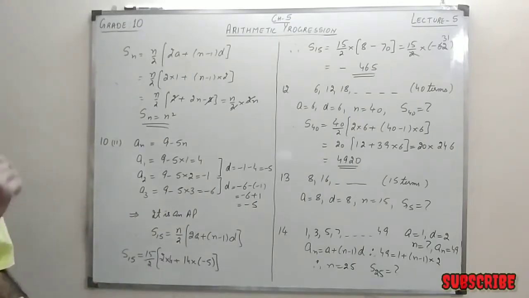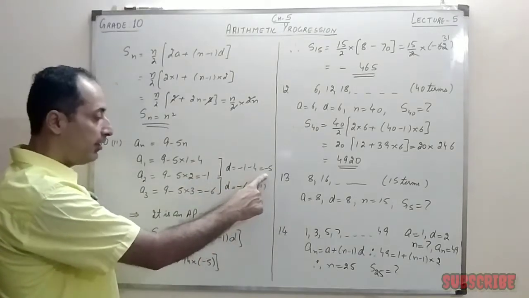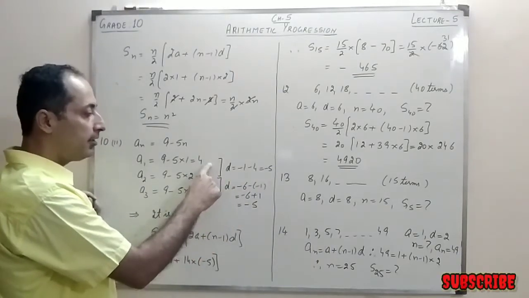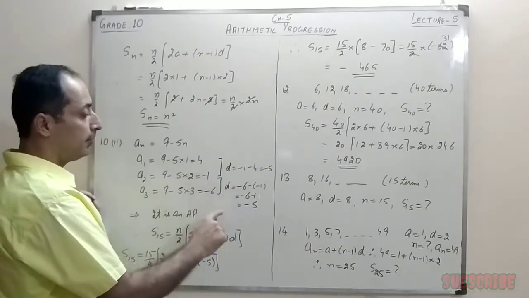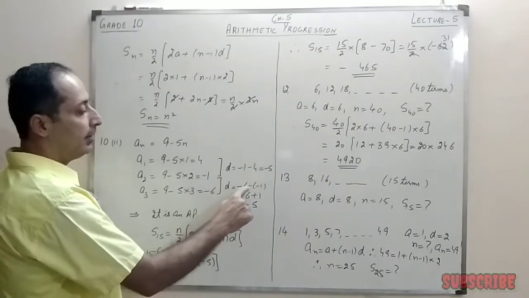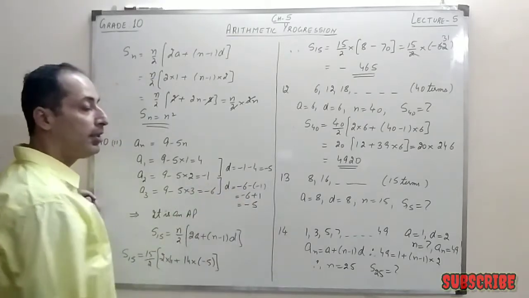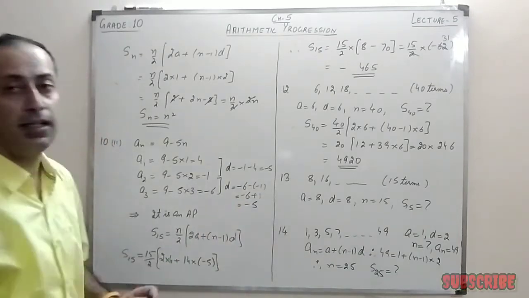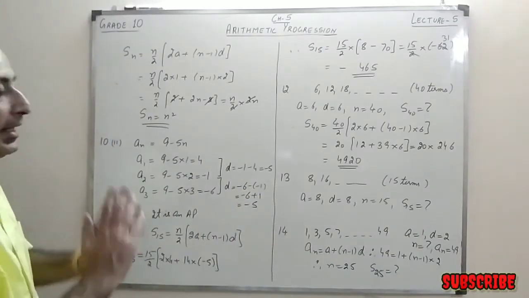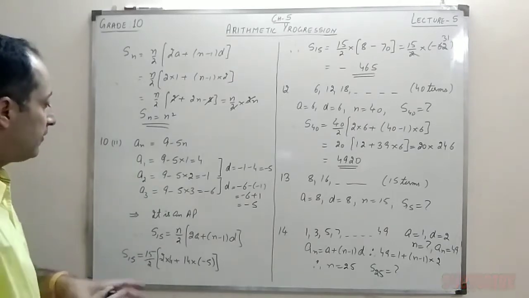Now if I find the difference between the first and the second term, I get d equals minus 1 minus 4, which is minus 5. And if I find the difference between the second and third term, I get minus 6, and since this term is negative, I put it in a bracket: minus 6 plus 1, I get again minus 5. So since the common difference in the consecutive terms is the same, it is an AP.